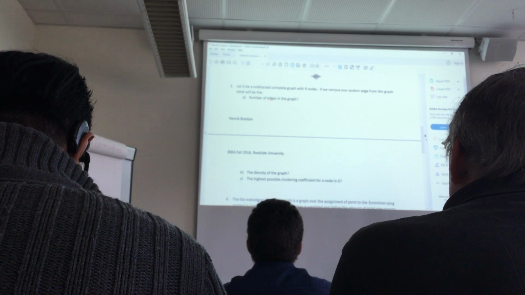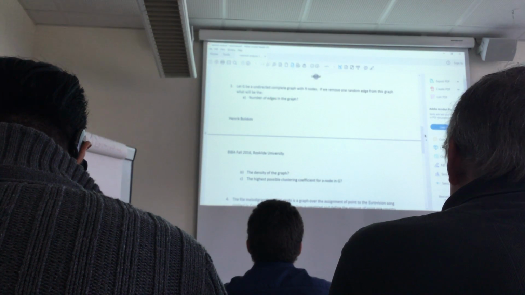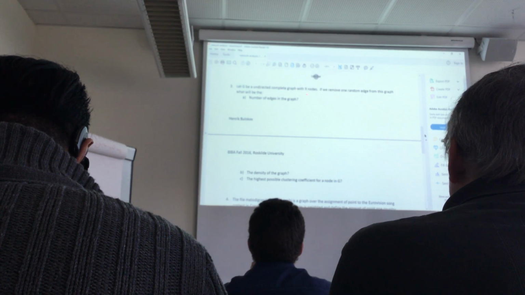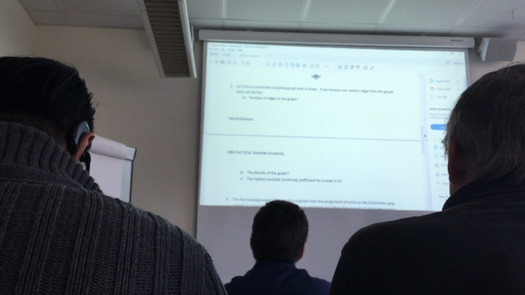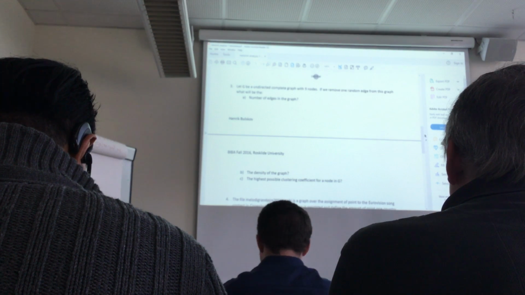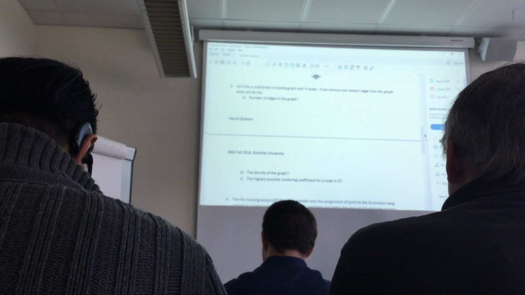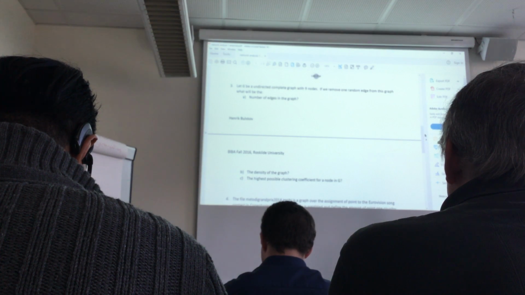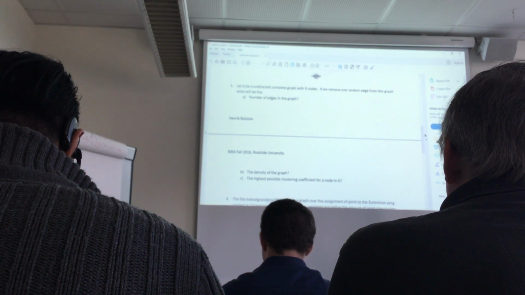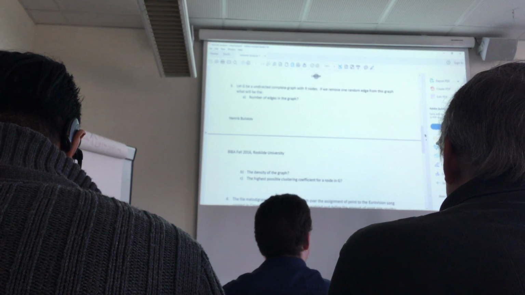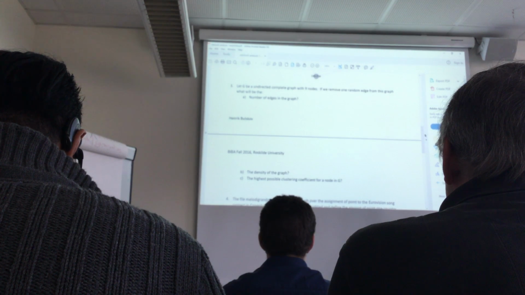So how many edges are in the graph? 28. So it must be 9 times 8 divided by 2, minus 1. Probably it's 9 times 8, that's 72. Divided by 2 would be 36, minus 1. 35.